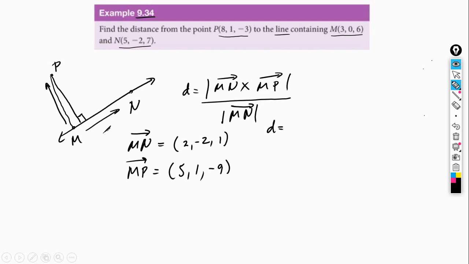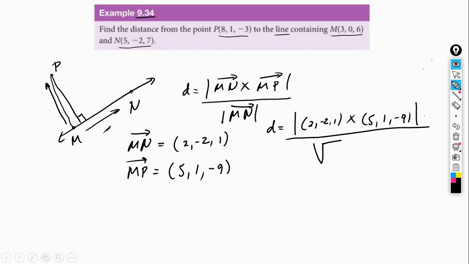is going to equal the absolute value of the cross product of MN, so 2, -2, 1, cross product MP, which is 5, 1, and -9. And this divided by the magnitude of MN. So that's going to be the square root of 2 squared, which is 4, plus -2 squared, which is 4, plus 1 squared, which is 1.